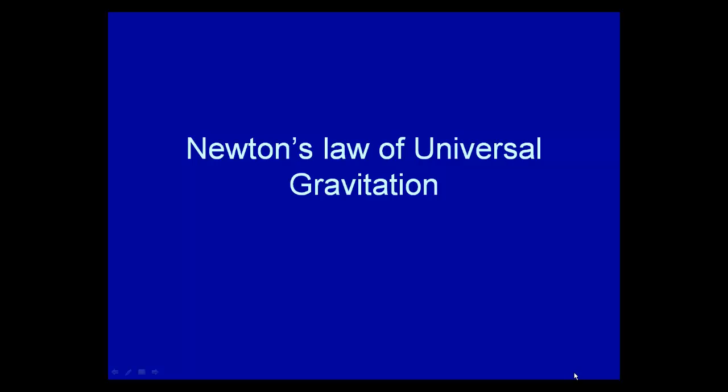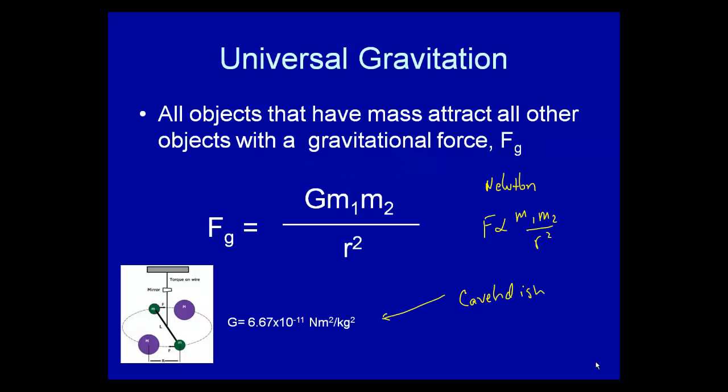Hey, now we're going to talk about Newton's law of universal gravitation, which he quite literally discovered sitting under an apple tree. Okay, now, what the universal gravitation law states is that all objects with mass attract all other masses, with a force that's directly proportional to the product of their masses and inversely proportional to the radius squared. Now, that was first theorized by Newton.